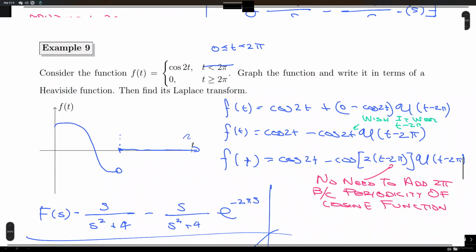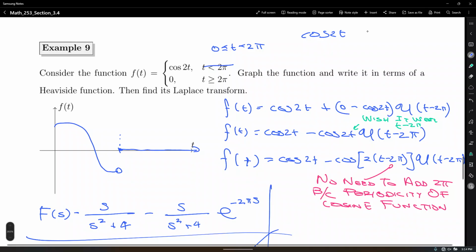I made a mistake on the last question we covered in the previous lecture, a week ago. I drew the wrong graph because for cosine 2t we have a period of 2 pi over b, which is 2 pi over 2, a period of pi. So by the time the graph of cosine gets to 2 pi, it would have completed how many periods? 2, right? And I just did half of a period.